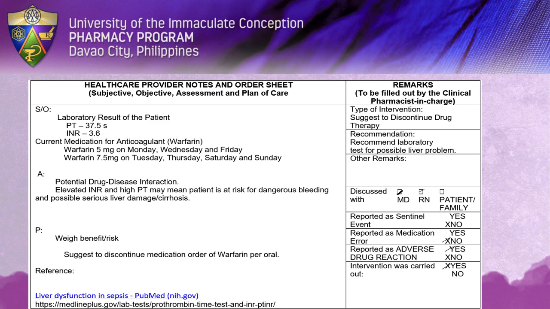For our assessment, elevated INR and high PT may mean patient is at risk for dangerous bleeding and possible serious liver damage or cirrhosis. So our plan of care involves weighing benefits over risk. Suggest to discontinue medication order of warfarin per oral.